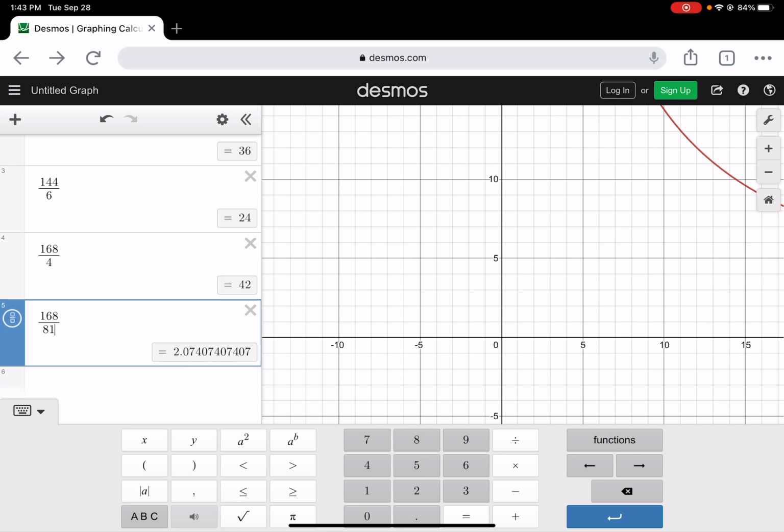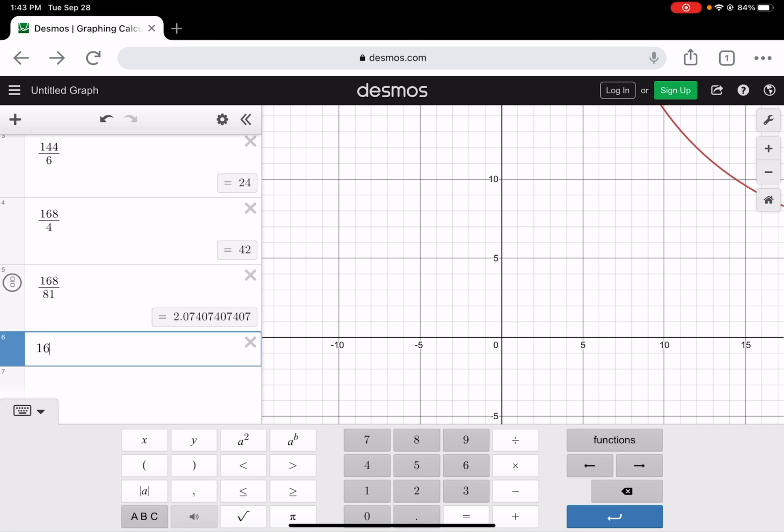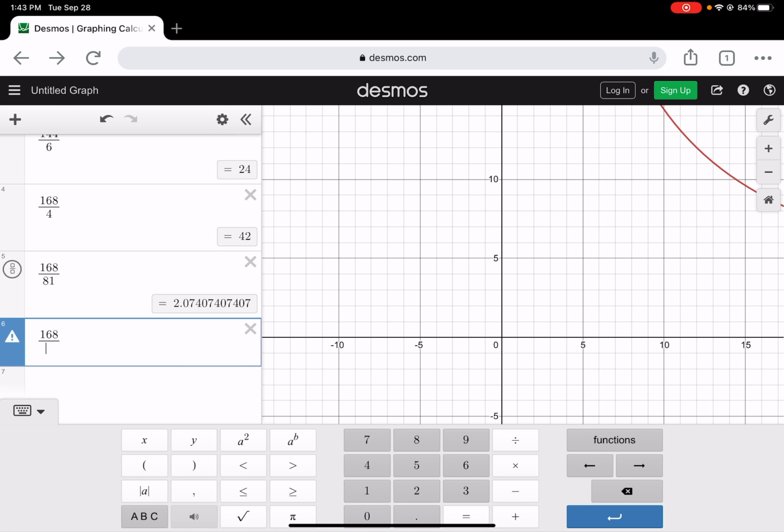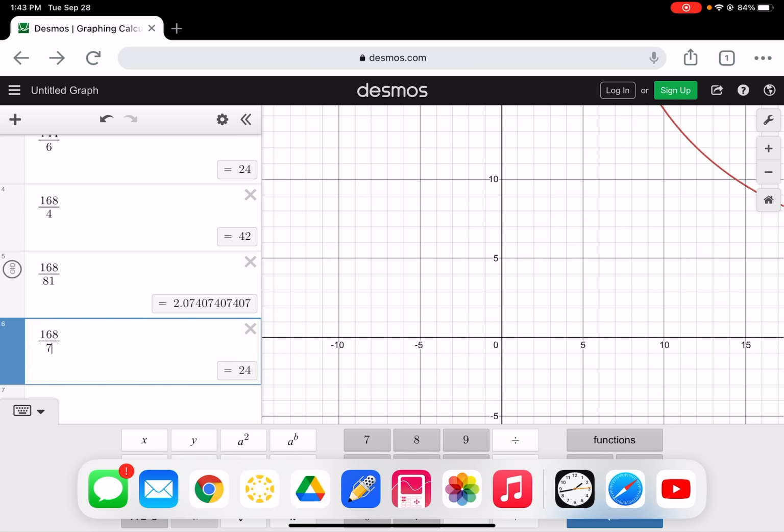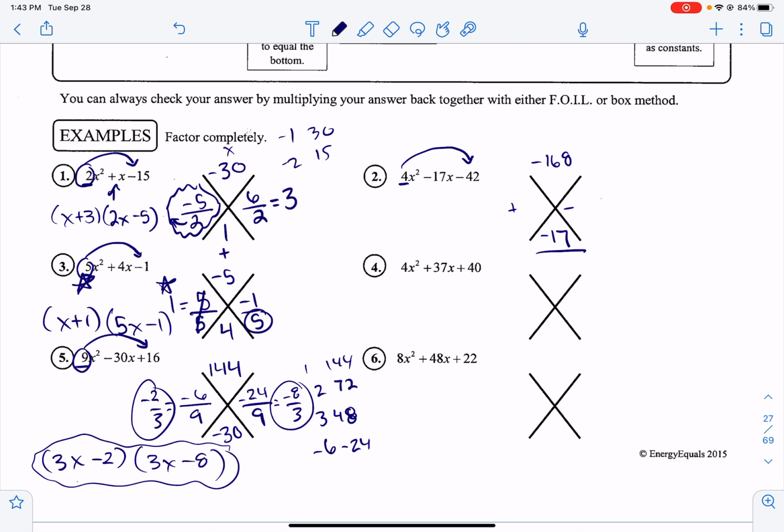Let's do 168 divided by, I think 7 will work. 7 and 24. I think that's our magic number. So we've got 7 and 24. The 7 is going to be the positive. The 24 is going to be the negative because it's bigger.